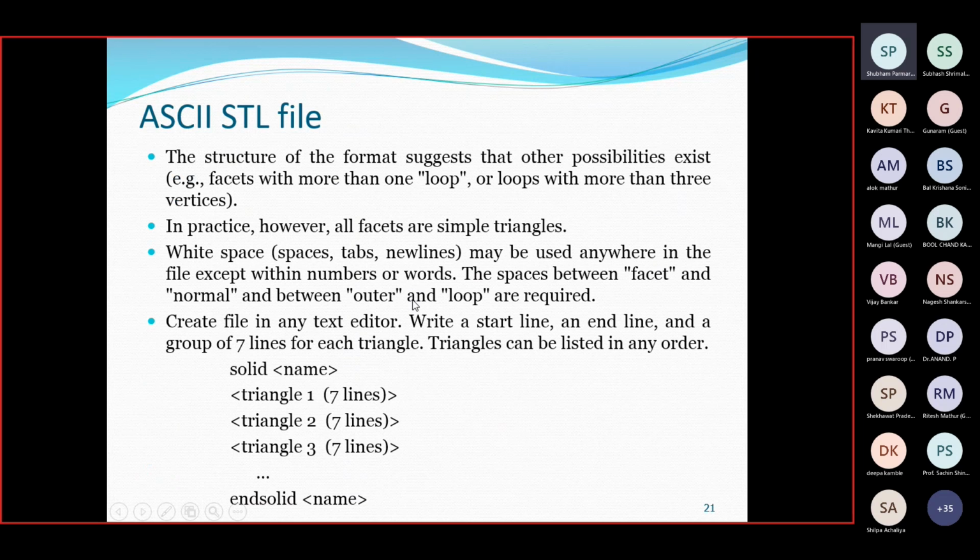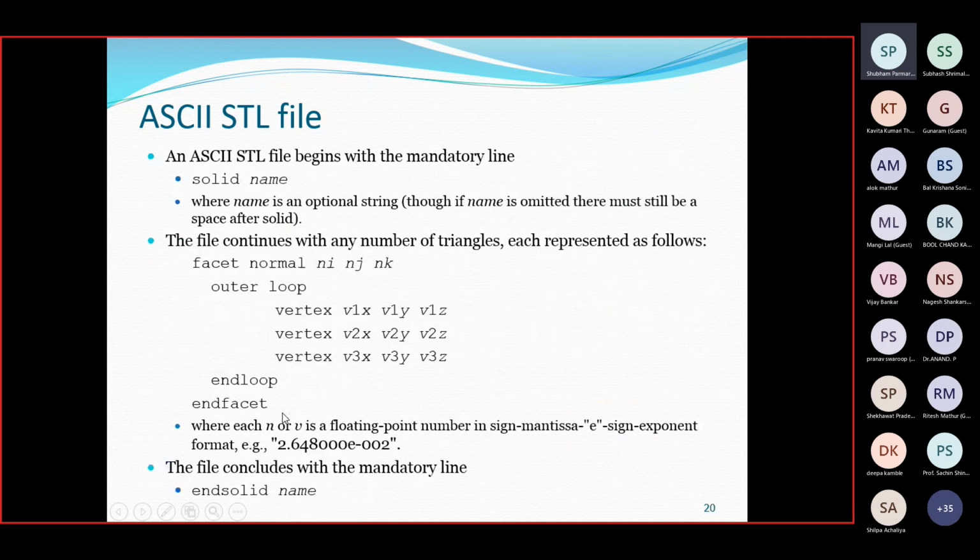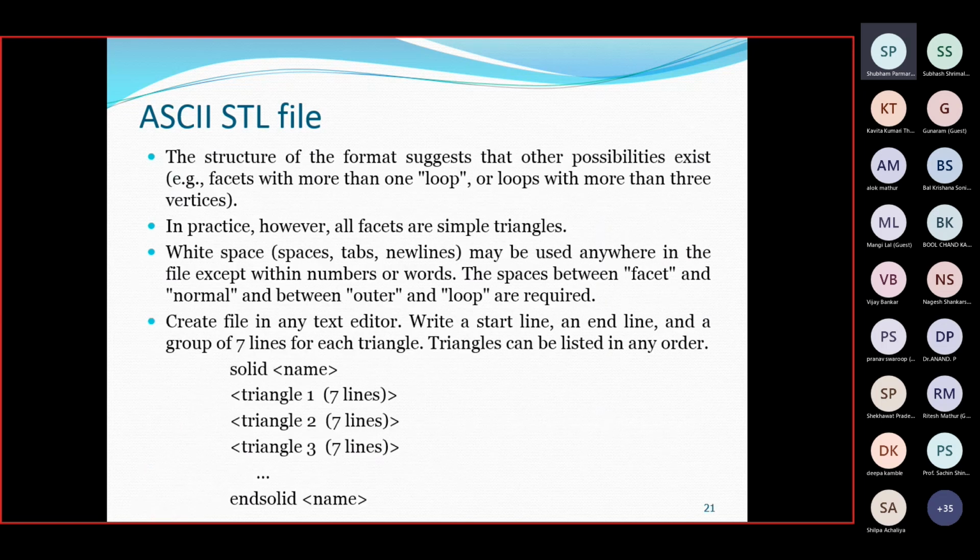To create it, just start with one text editor, open one text editor, start with a line and end with a line, and in between group these 7 lines. Remember: 1, 2, 3, 4, 5, 6, 7. These 7 lines are for each of the triangles. You just have to write and save it with the .stl extension as your ASCII file.